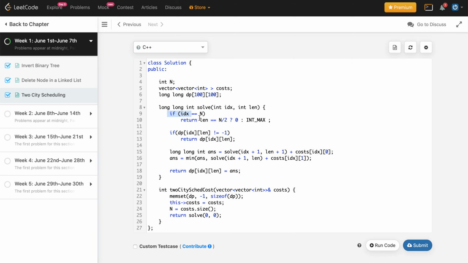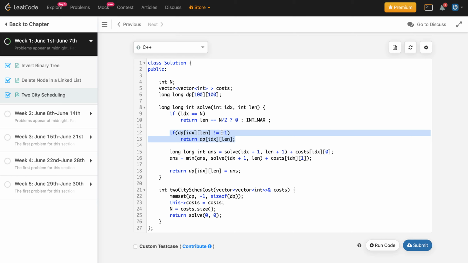Also the base case is that if I reach the end, that means there are no more people, then I'll check if the number of people in city A, that means the length, is equal to half of the overall size. If that's the case, I don't need to add any more cost, I have already calculated. And if that's not the case, that means it's an invalid case, and I should return the maximal possible answer from here.